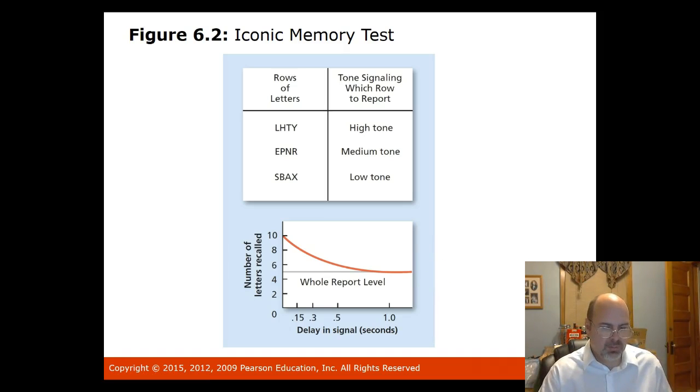That was called the partial report method. He also came up with a term called masking, and that's information in iconic memory will be pushed out very quickly by new information.